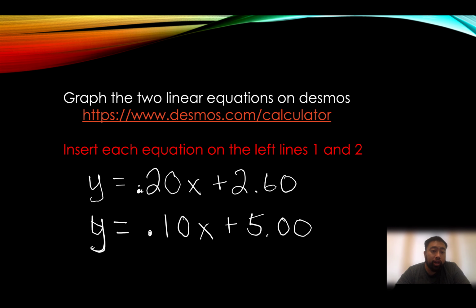Alright guys, the 2 equations you should get: Friendly Service should have been y equals 0.20x plus 260. And the second equation you should get is y equals 0.10x plus $5. What I want you to do is get on this website right here, the Desmos Calculator, and put these 2 in and see what you get. If you have your phones, pull that out and get on Desmos. And you can also download the app.